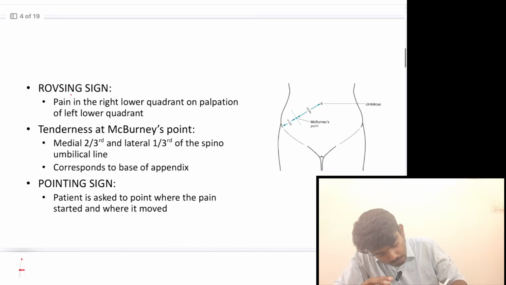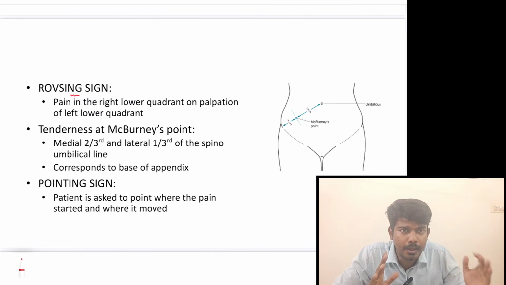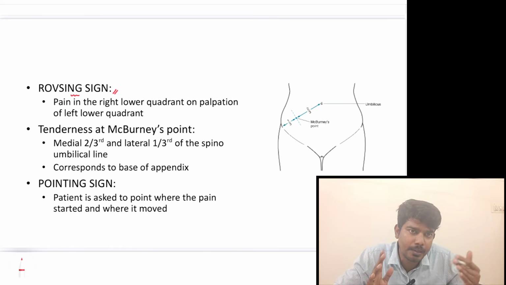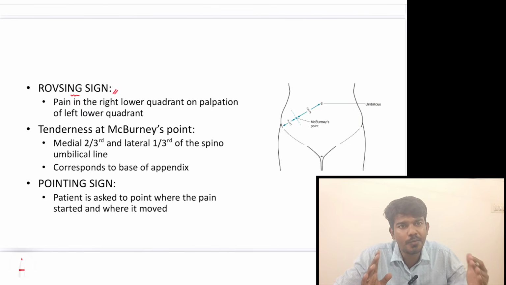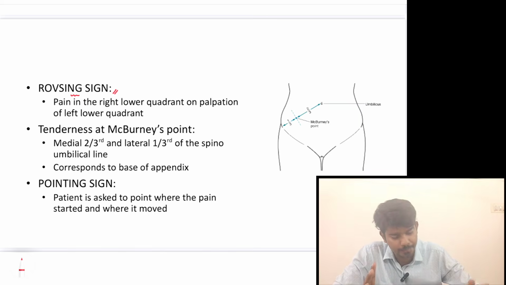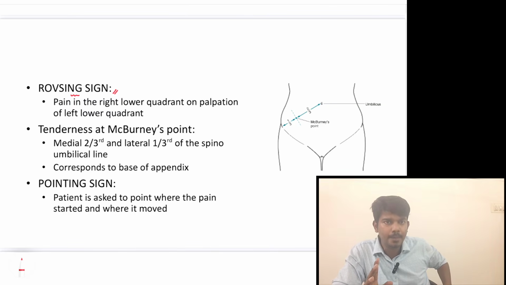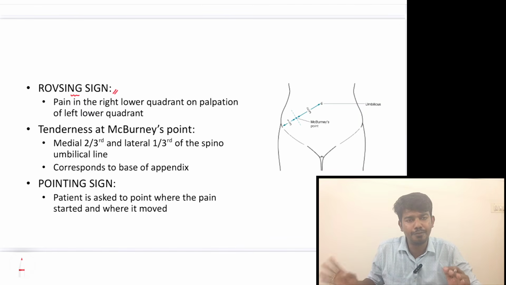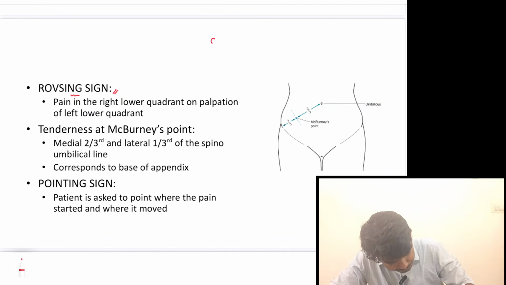Then, what are the signs of acute appendicitis? Number one is Rovsing sign. These signs are repeatedly asked in NEET PG, so we have to remember this. What does Rovsing sign state? If the patient has pain in the right lower quadrant on pressing on the left iliac fossa or left lower quadrant. So we know this is the large intestine.